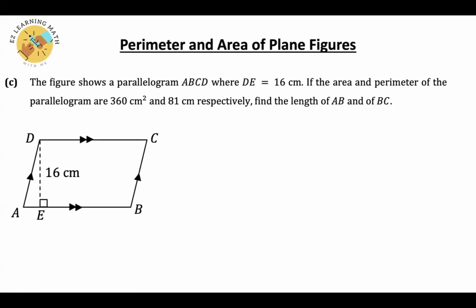Now let's solve question number 1C. The figure shows a parallelogram ABCD, where DE equals to 16 centimeters. If the area and the perimeter of the parallelogram are 360 centimeters square and 81 centimeters respectively, find the length of AB and BC. Respectively indicates that 360 centimeters square corresponds to the area, and 81 centimeters corresponds to the perimeter. So the area is 360 centimeters square and the perimeter is 81 centimeters.